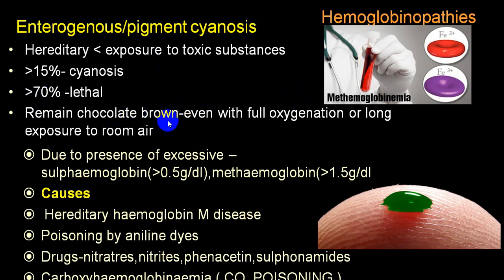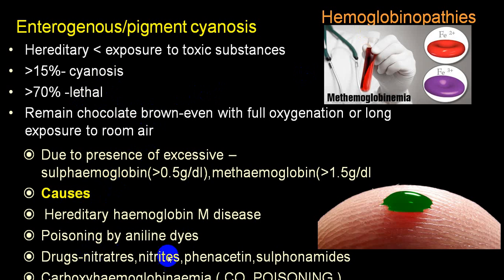That chocolate brown color is because of the poor oxygenation of methemoglobin, because methemoglobin has a poor affinity to oxygen. While in sulfhemoglobin, even if 0.5 gram is converted into sulfhemoglobin, it will give rise to hypoxia and cyanosis. In methemoglobinemia, it has to be more than 1.5 gram. In sulfhemoglobin, it will be a greenish color of hemoglobin, and here it will be a chocolate brown color. And this is the peculiarity between the two.